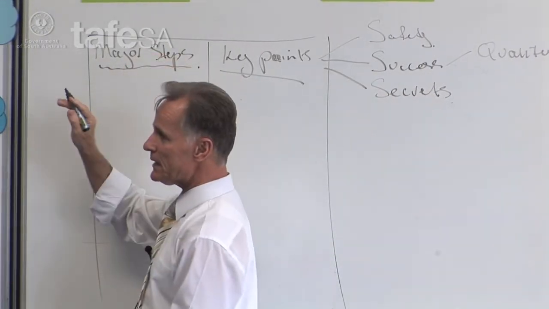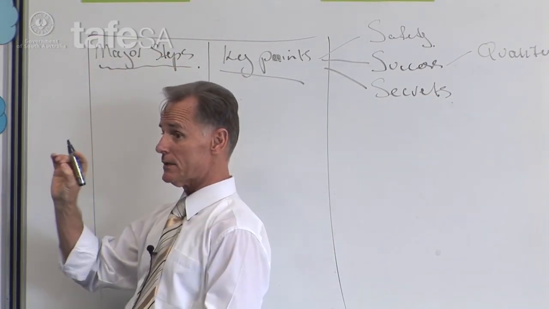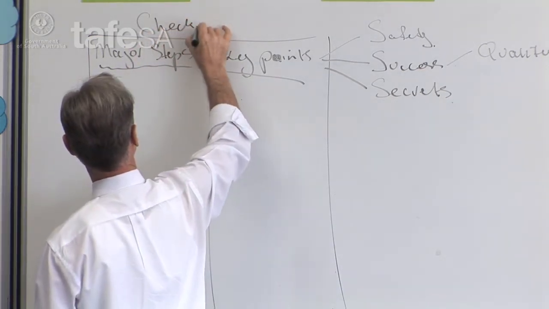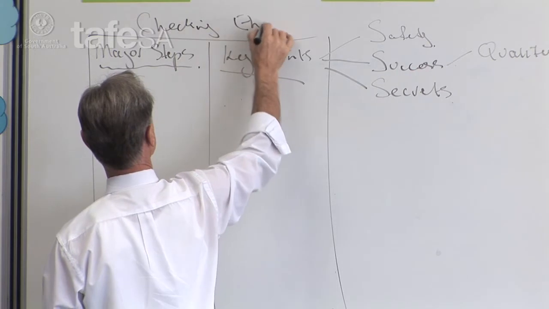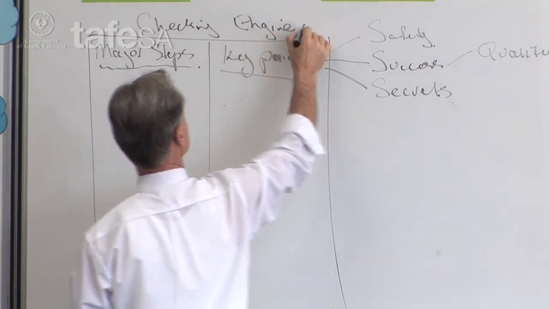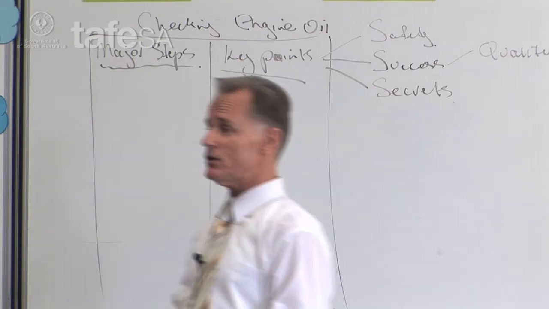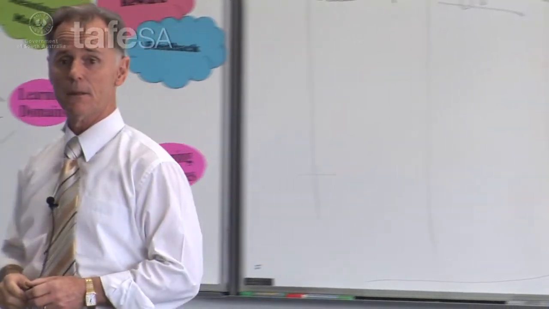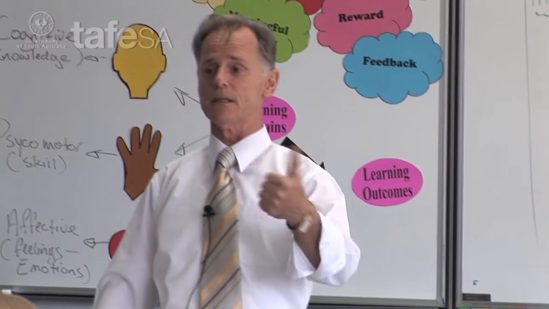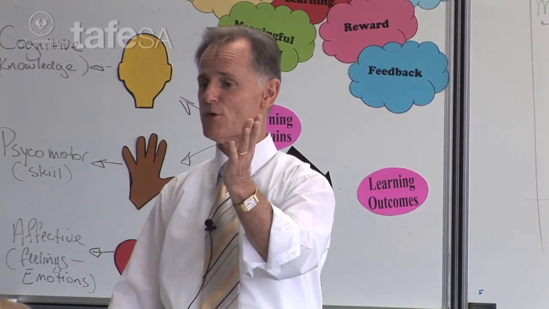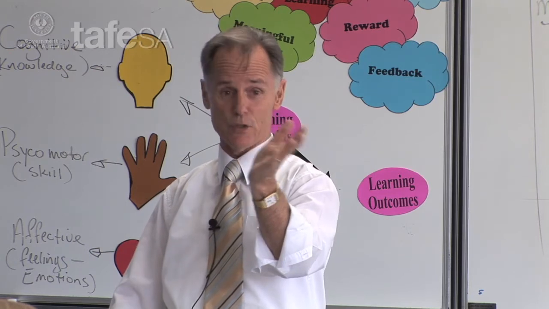So our task, our skill training session, is checking the engine oil level. Now, if that was your training session, you'd have a number of learning outcomes. You'd say at the end of this session, you're going to be able to list, explain, describe, and perform, and so on. But I'm not going to go through the learning outcomes at this stage.